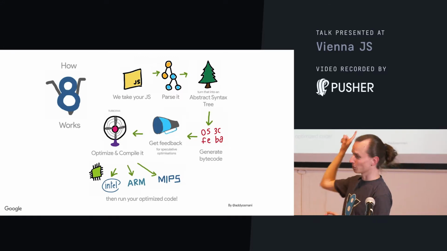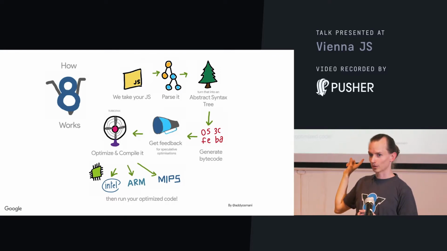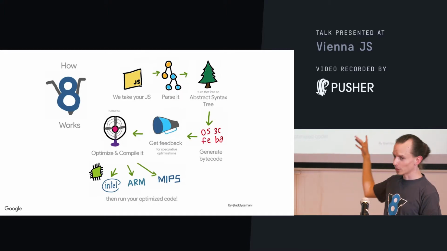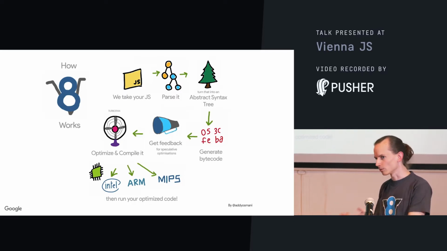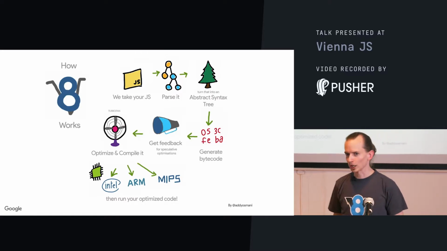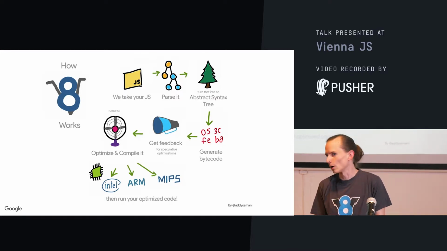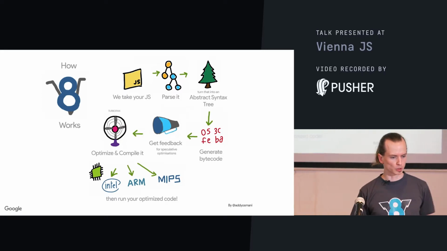We take your JavaScript, we parse it, then one function at a time, we build an abstract syntax tree and generate bytecode out of it. We run it for a while to gather feedback. Once we have feedback for these speculative optimizations, if it pays off, if we deem the function to be hot, we run it through Turbofan, optimize it, and compile it to actual machine code. So the thing that comes out is specific to the underlying hardware that you're running on. V8 currently supports 8 architectures. I'll leave it as an exercise for the listener to figure out which ones.